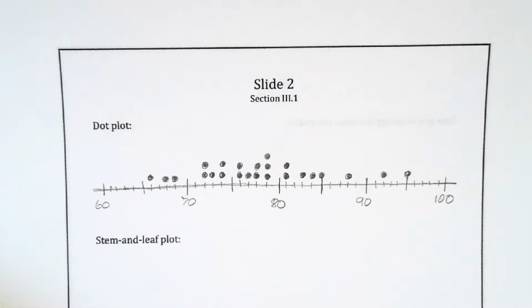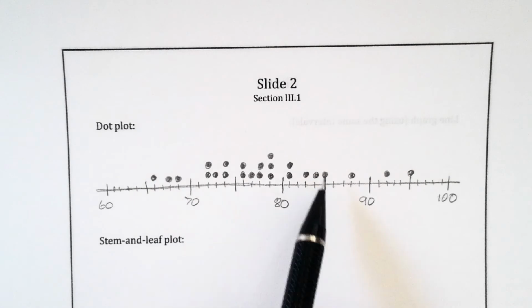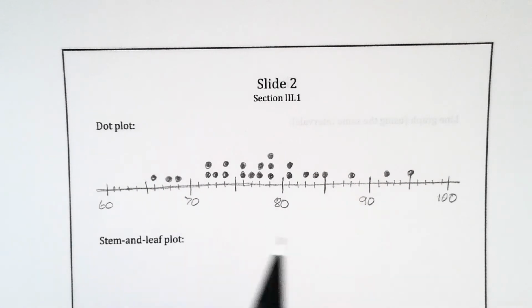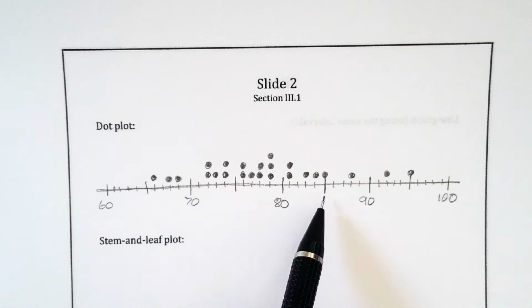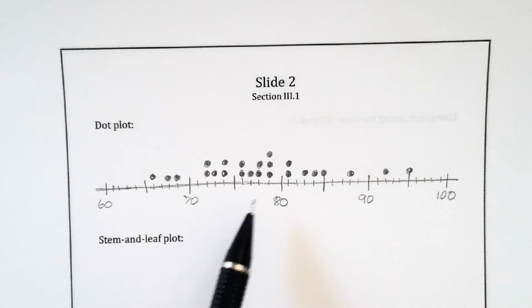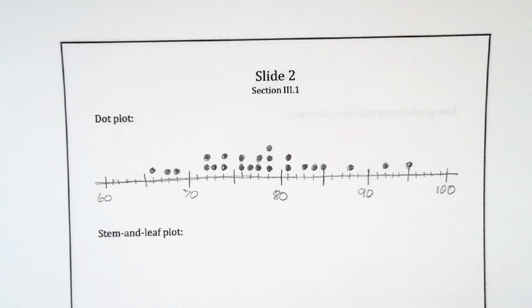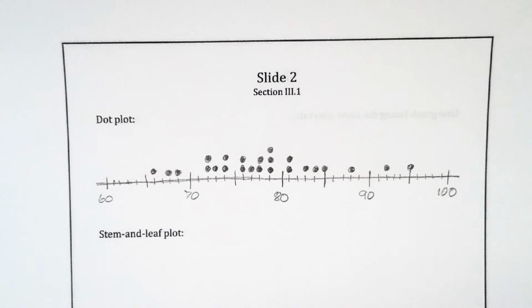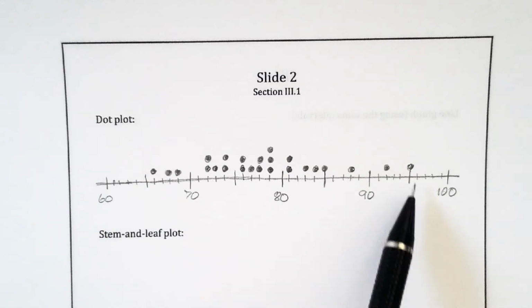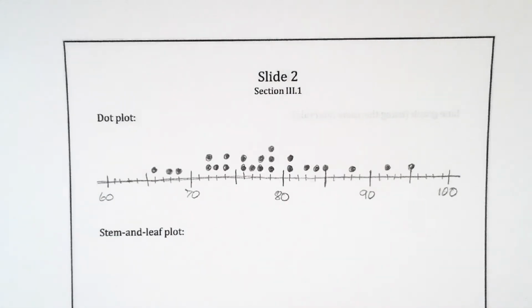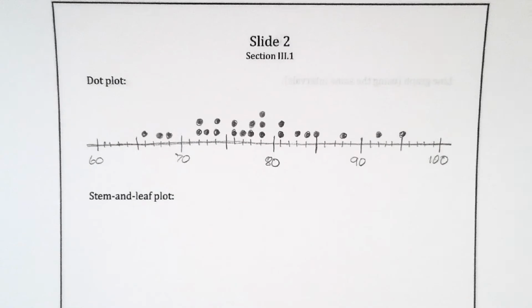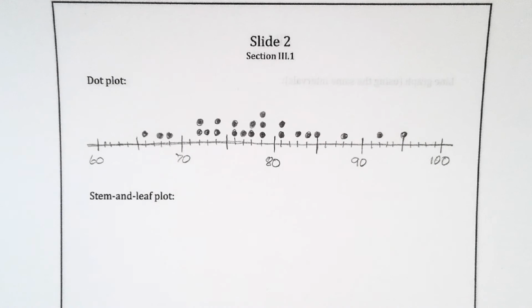Okay, so there's our dot plot. So you see that's a lot easier to read in terms of how the data is distributed. We can say that most people scored in this range, maybe from 72 to 85. That's the vast majority of the students. It's easy to see what the high score is and what the low score is. The fact that hardly anyone scored above 85, hardly anyone scored below 70. So you just kind of get a picture of the data. It allows you to identify the trends.